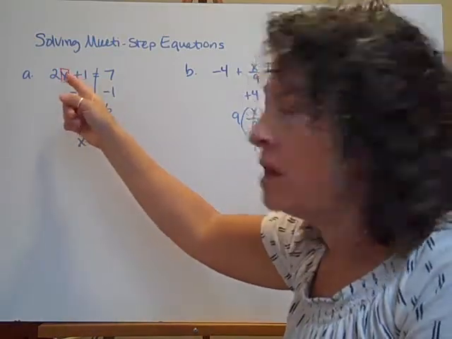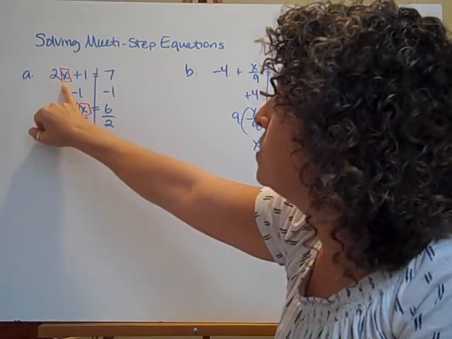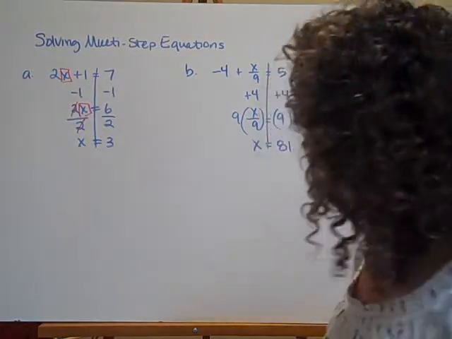So if I go back up into my original and I think about what would happen if I put 3 where the x is, I get 2 times 3, which is 6, plus 1. 6 plus 1 is 7. Perfect. All right, next one.